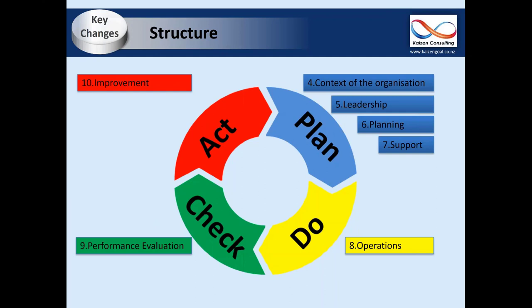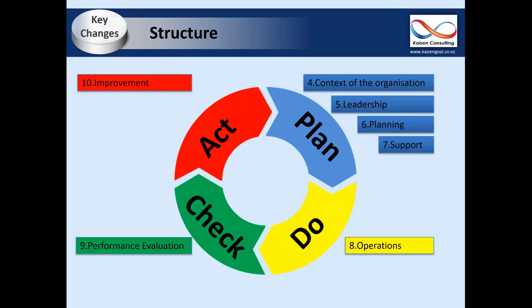So if we review the clauses: clause 4, context of the organization; clause 5, leadership; clause 6, planning; and clause 7, support; they all fall under the plan sector. In do, we have clause number 8, operations. For check, we have clause number 9, performance evaluation, and improvement, that would be the last clause, in act.